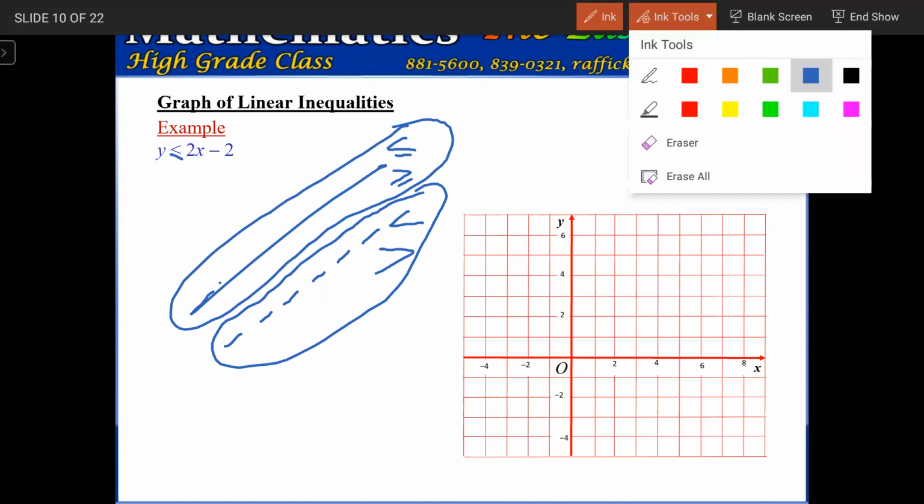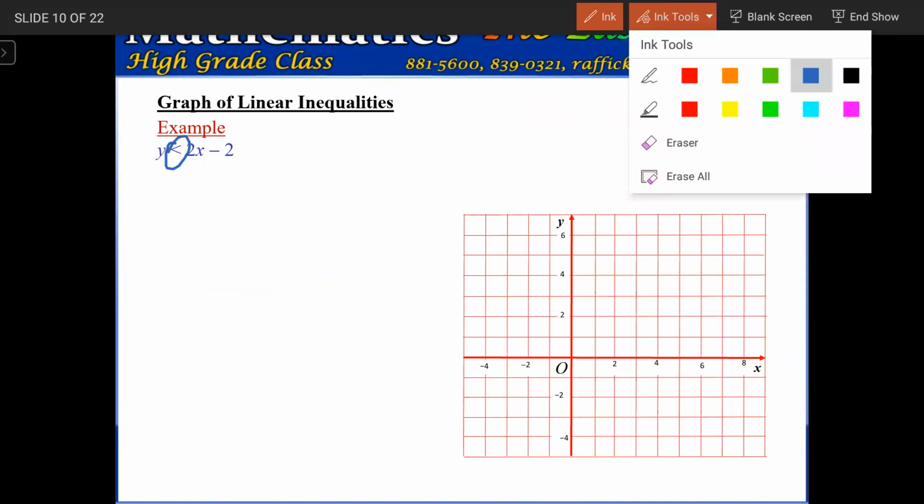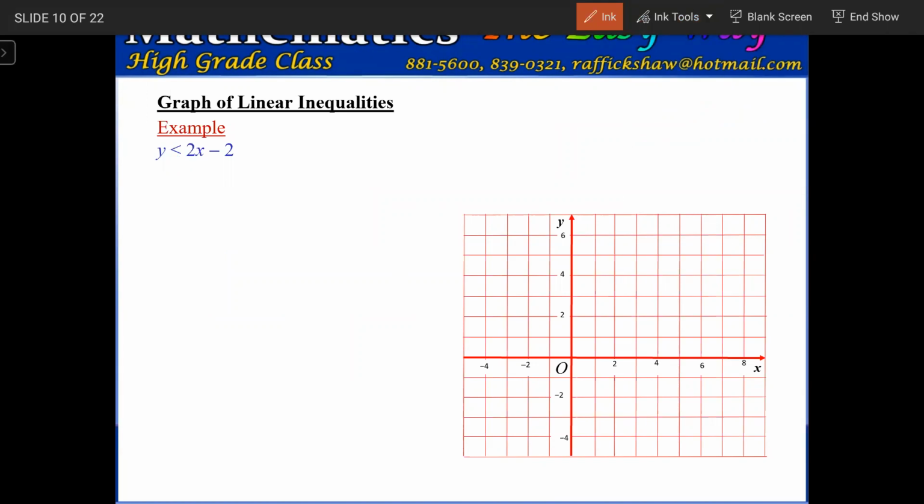So the equal is not there. There's no equal there, so I have to show that I don't want the line, I draw it broken, because the equal is not there. I want y less than 2x minus 2. So I don't want equal. Equal is the line. Equal is not there, I don't want the line. To show that I don't want the line, I draw it broken. You get that?